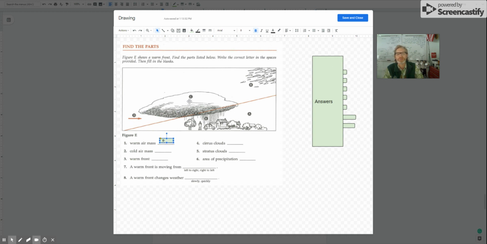So we said warm air is going to rise up. The cold air mass is A, over on the other side. The warm front, that edge, would be F right there, where the front of the warm air is. It's not the back. It's not called a low back or a cold back. That wouldn't make any sense.